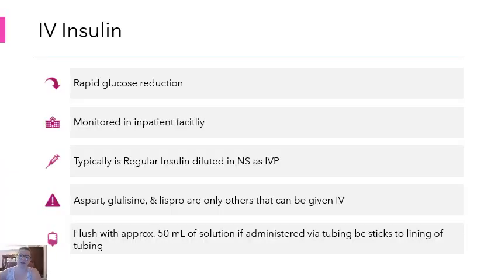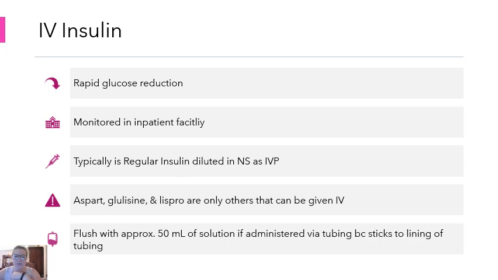All right, now progressing to IV insulin. This is when there are serious issues going on. There's a very high glucose, and we need to get that rapidly decreased. They will be monitored in an inpatient facility when you do this. So this is not like being given at home or in the emergency EMT truck. They might be given it and then come into the hospital, but they're not going to just give it and then leave them at home.